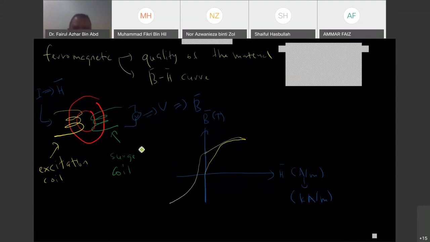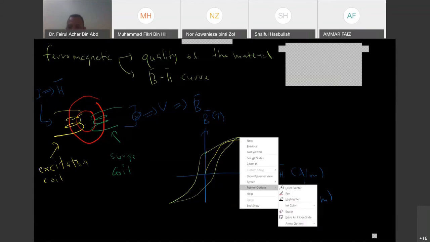Okay. Then after that, from this maximum negative value here, we increase the value of the current back to the positive value. So we will have this curve. Okay, so this is what we call a BH curve. On this BH curve, we will have some important information regarding this material.